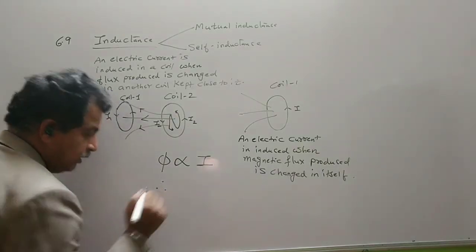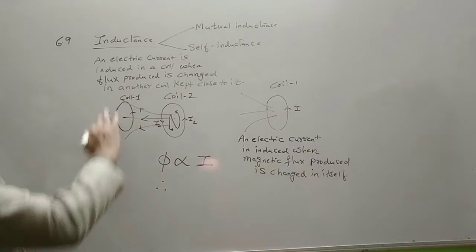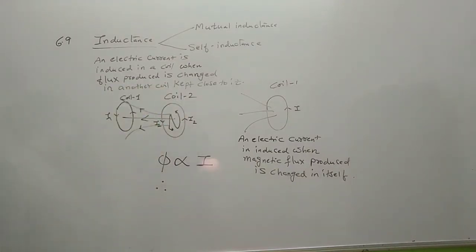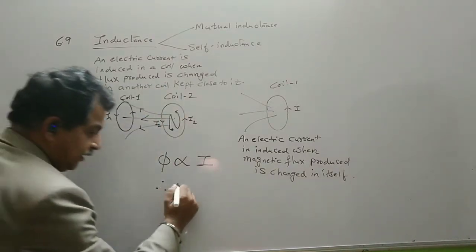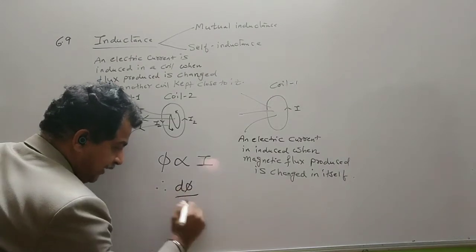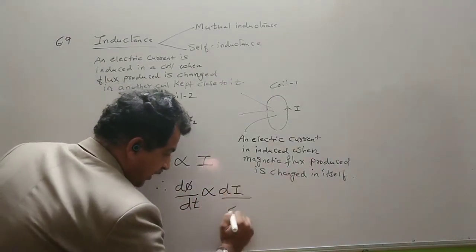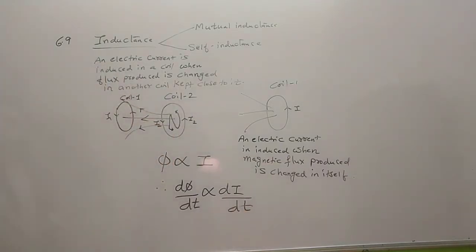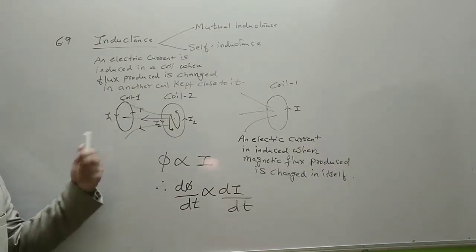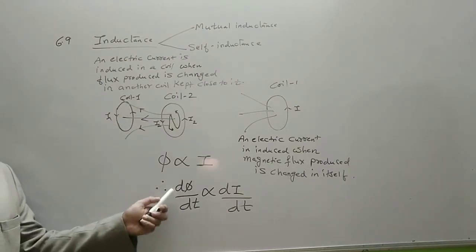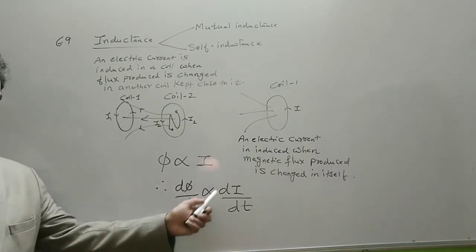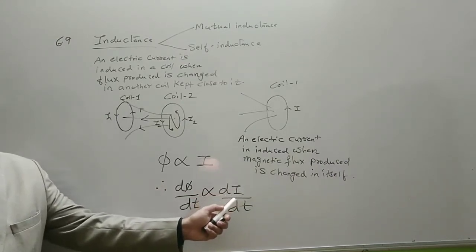Therefore, if we assume we don't change the geometry of the coil, then d phi by dt is proportional to di by dt also. So if we don't change the geometry of the coil, that is, we don't change its area, size or shape, then I can also write d phi by dt is directly proportional to di by dt.